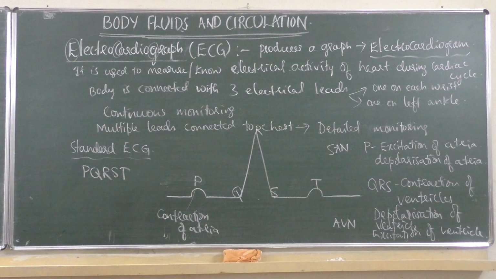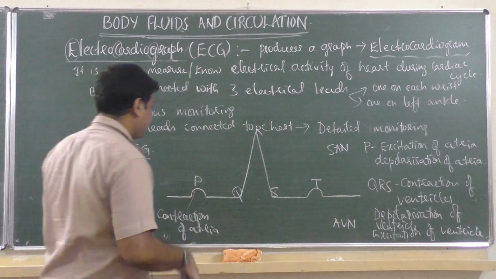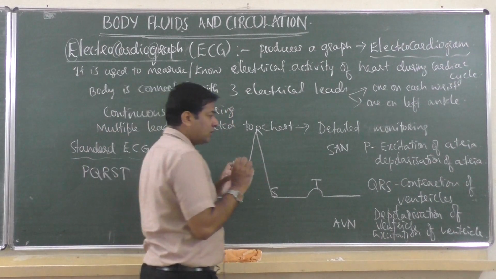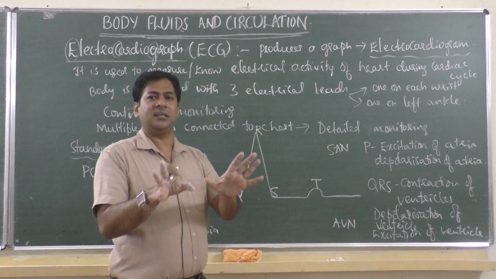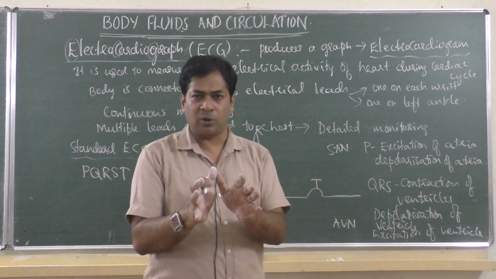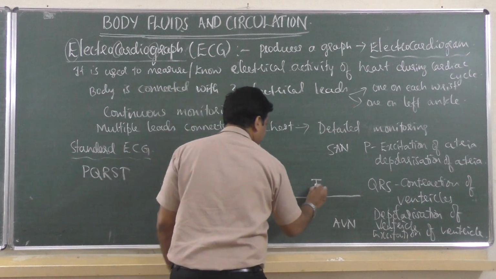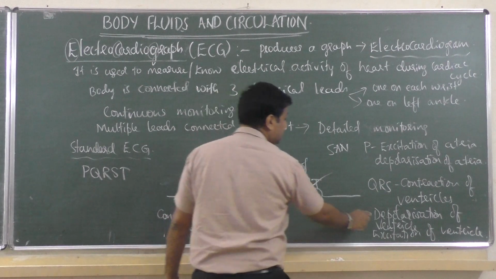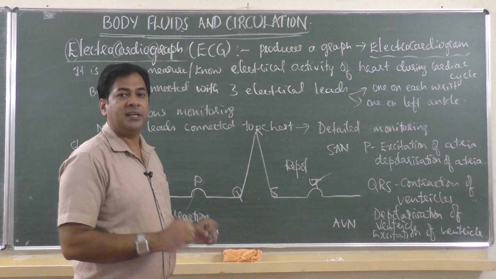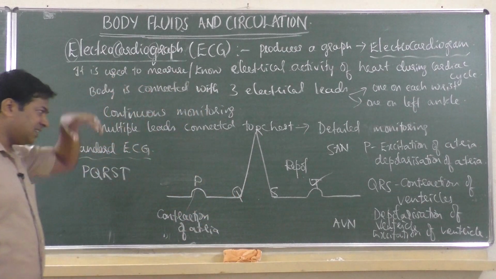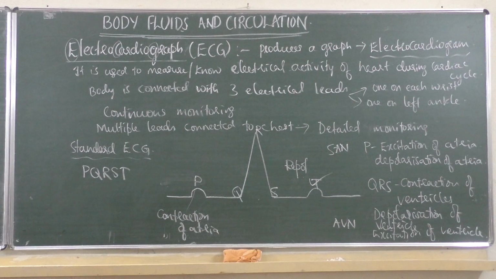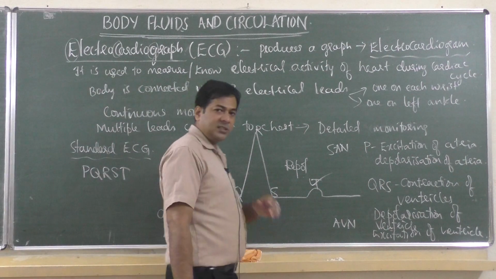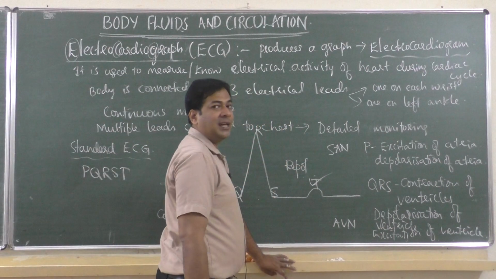The T stands for when the excited ventricles come to normal state. Normal means when ventricles have pumped blood to the aorta and pulmonary artery, then the ventricle comes to normal state. T is nothing but repolarization. See, that was depolarization when ventricles pump blood. So T is when the excited ventricle comes back to normal position. That means contraction is over, and ventricles come to relaxation state.